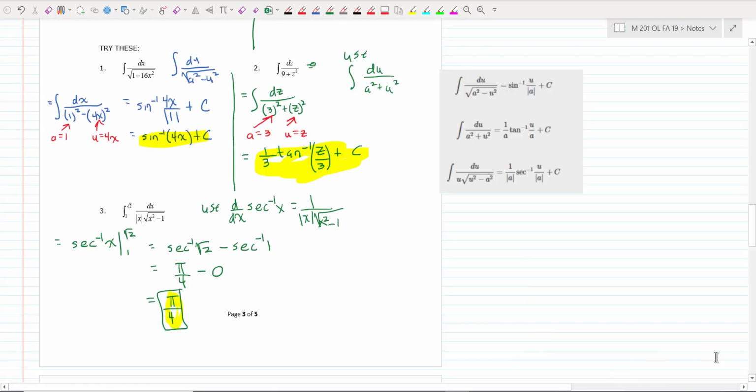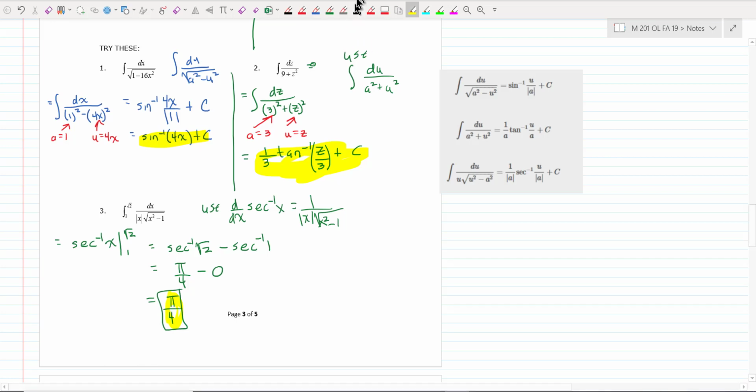Okay, so here's what you should have got. I went ahead and worked them out. Number 1, inverse sine 4x plus c. Number 2, 1/3 inverse tangent of x/3 plus c. And then the last one, I didn't really use this formula. I could have, I just remembered that the derivative of the inverse secant is 1 over absolute value of x times the square root of x squared minus 1. But anyway, if you do that definite integral, you're going to get pi over 4.